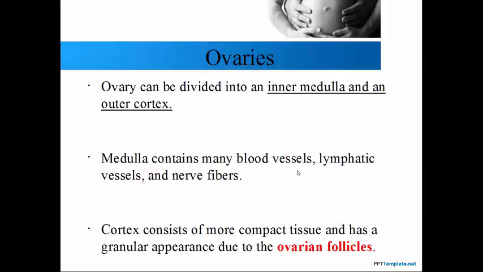Now, the medulla is what will contain all the lymphatic vessels, the nerve fibers, blood vessels. But the cortex is what we'll focus mostly on for this chapter. It is where you'll find the more compact tissue, and you also find the ovarian follicles, which will give the cortex a very grainy or granular appearance.